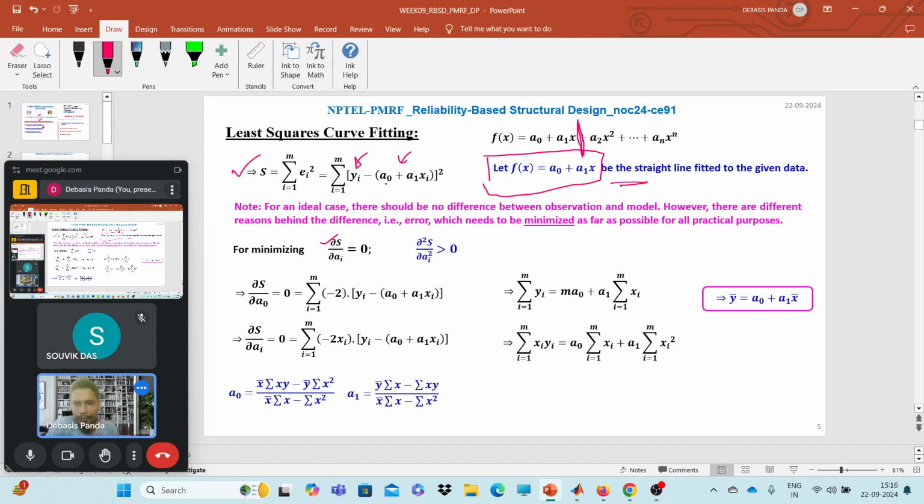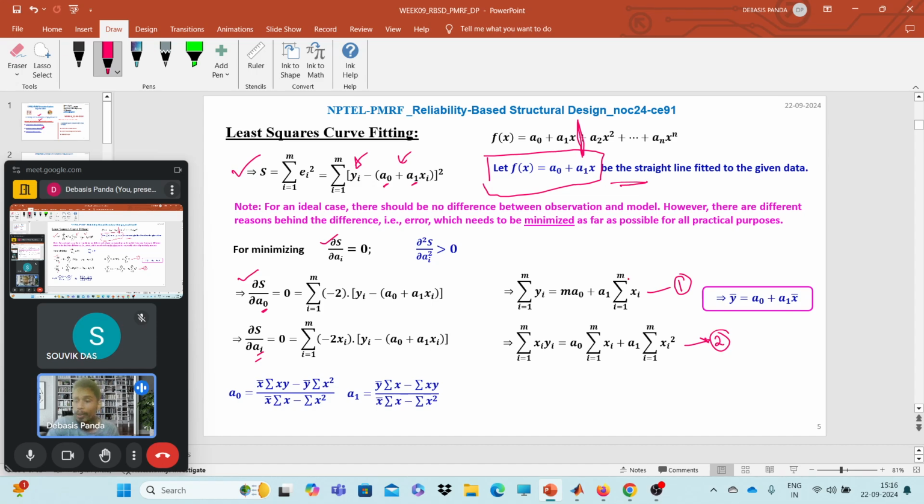Here we have two unknowns, a naught and a1. So we need to differentiate S with respect to a naught and equate it to 0 first. If we do that, we'll get one equation. Now second, we need to differentiate the sum of error square with respect to a1. If we have a general term, then we can have ai also. Here only one term, so only one will be there. And if we do that, it will lead to this equation number 2.